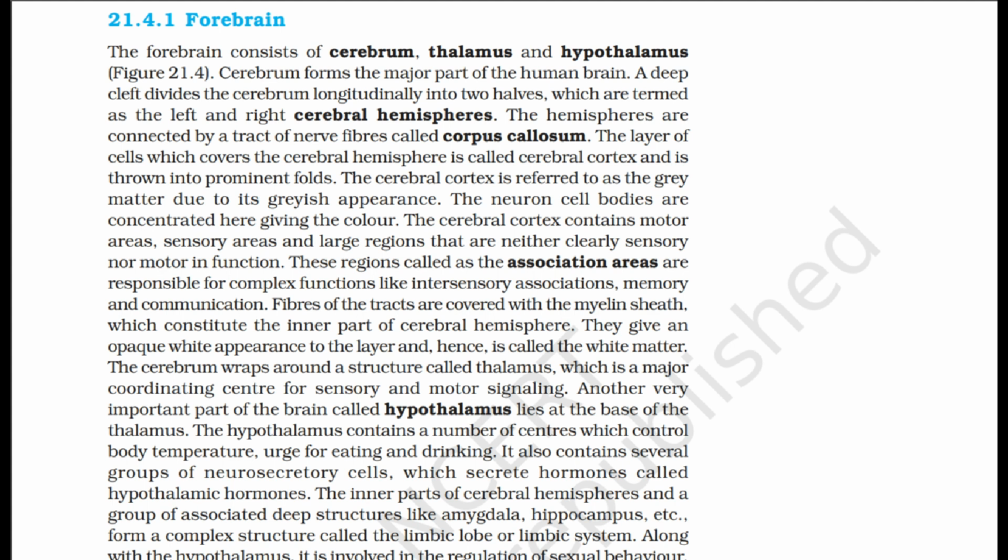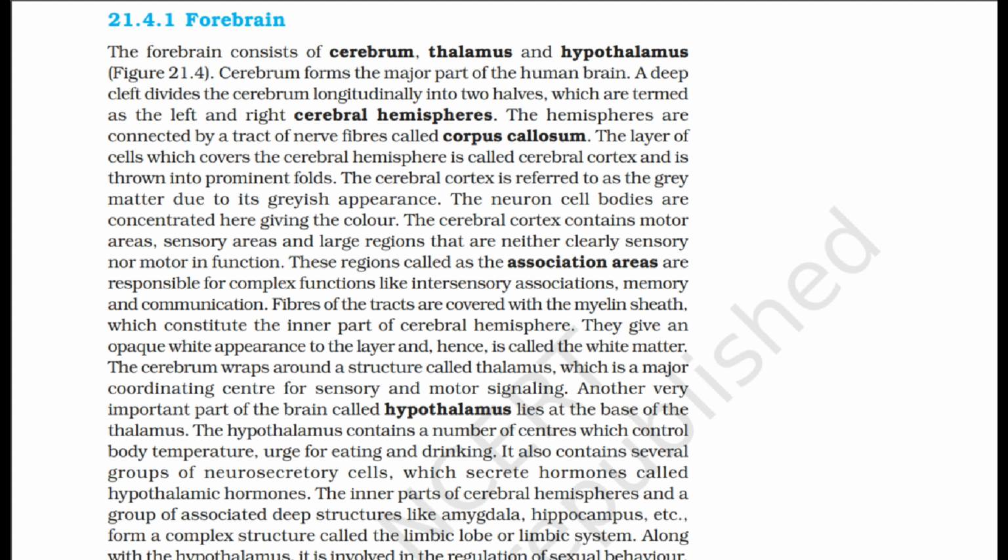The cerebral cortex is referred to as the gray matter due to its grayish appearance. The neuron cell bodies are concentrated here, giving the color. The cerebral cortex contains motor areas, sensory areas, and large regions that are neither clearly sensory nor motor in function. These regions, called the association areas, are responsible for complex functions like intersensory associations, memory, and communication.